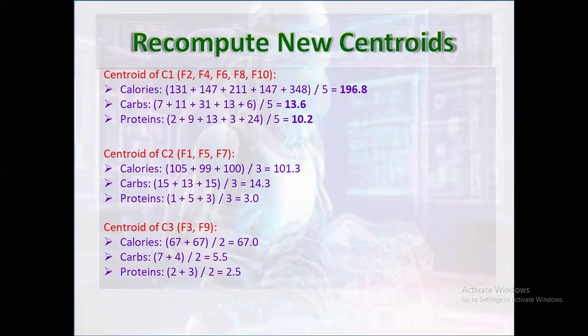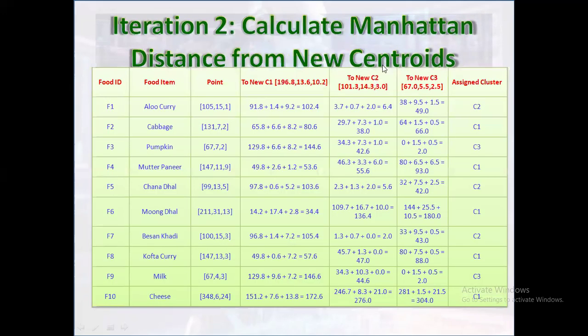So we are recomputing. In k-means, after assigning points to the clusters, we recompute the centroids based on the average of all points in each cluster. This is done for each feature, that is calories, carbohydrates, and proteins. So we got these values, and by making use of these values, we have to go for the second iteration.